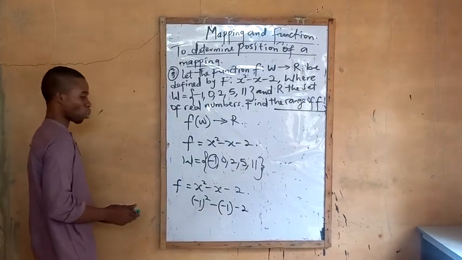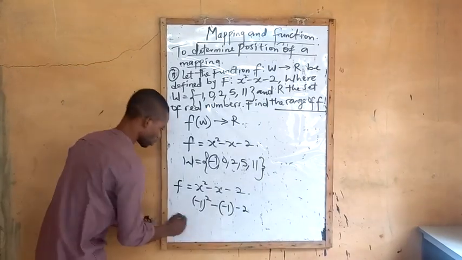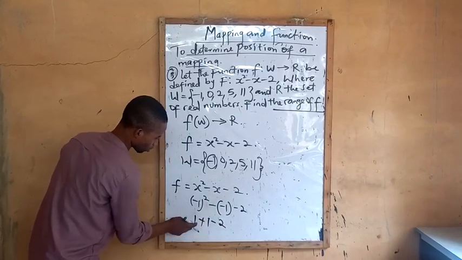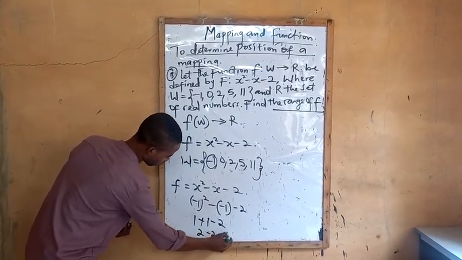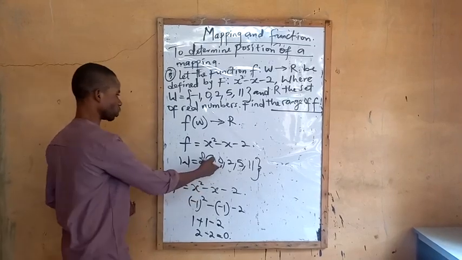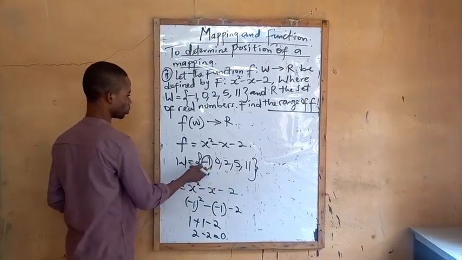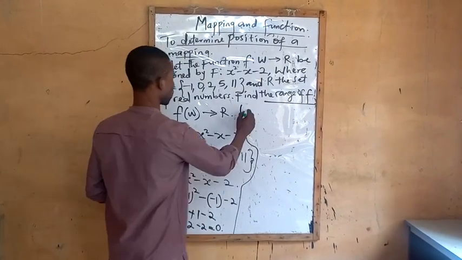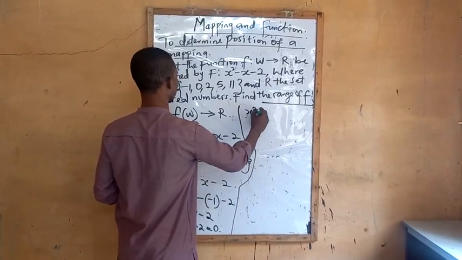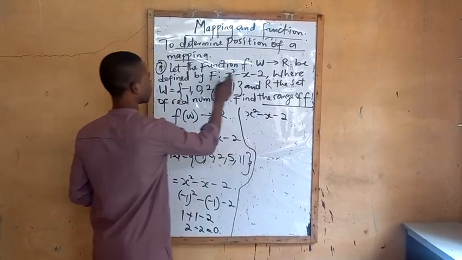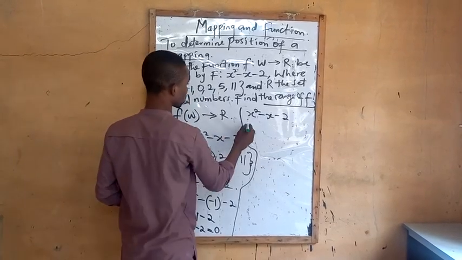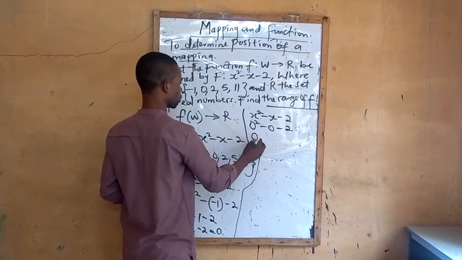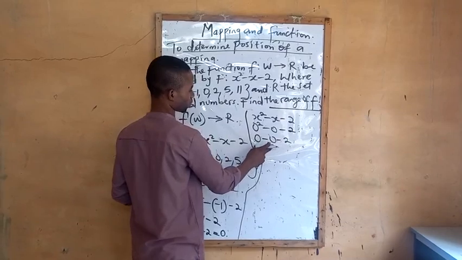Minus 1 raised to power 2 is 1, because minus 1 times minus 1 is 1. Then 1 minus times minus is plus 1, minus 2. 1 plus 1 is 2, minus 2 equals 0. I'm going to substitute the next one also. All these are our w, substituting inside f. Don't forget, x squared minus x minus 2 is our f. The second w is 0. I substitute 0: 0 squared minus 0 minus 2. 0 squared is 0, minus 0 is 0, 0 minus 2 is minus 2.